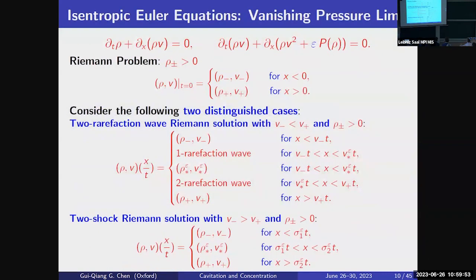Now, next one, I want to show you a phenomenon called vanishing pressure limit. This is related to scaling, this is related to the infinite Mach number limit. You take a scaling, you have epsilon, then 1 over Mach number. Okay? So like an extreme hypersonic case. Then the same thing, we're looking at Riemann problems. There are two cases. Maybe I'll put the drawing here.